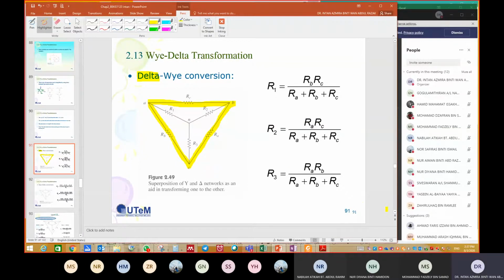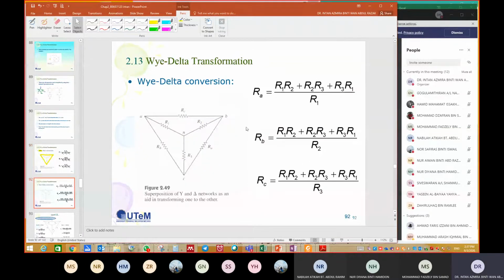How to convert Y to delta? This is the formula. This is the original circuit. This is Y, and we want to convert it to delta. Delta is at the outer side. So we want to find RA, RA here. RA is equal to R1R2 plus R2R3 plus R3R1, the summation of R1R2 plus R2R3 plus R3R1.